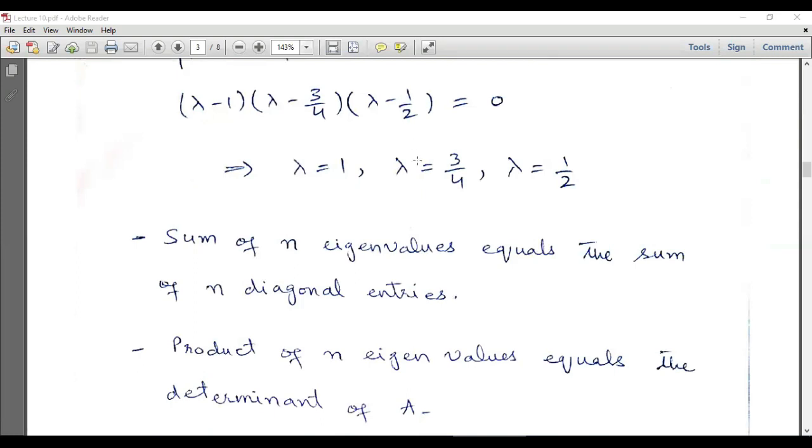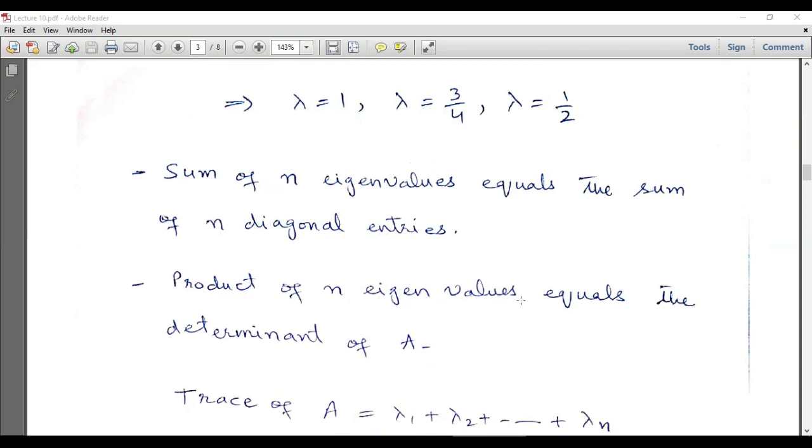So this was the second property. Another property is that the sum of n eigenvalues equals the sum of n diagonal entries, and the product of n eigenvalues equals the determinant of A. So these are also two important properties of eigenvalues.